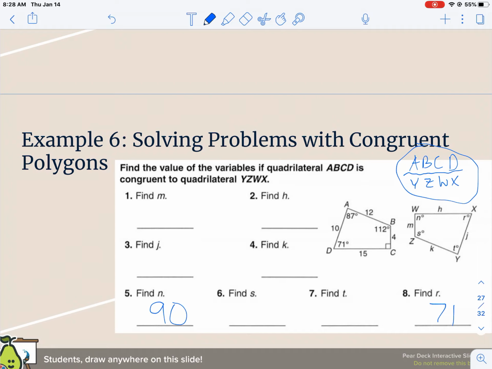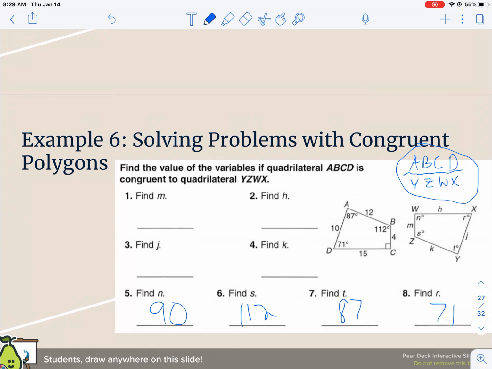So again, S is at angle Z. Angle Z is congruent to angle B. So since B is 112, Z is 112. And S is also 112, since that is the measure of angle Z. And then lastly, find T. T is at angle Y. Angle Y matches up with angle A. Angle A is 87, so T is 87. Okay, so notice I'm just matching up the angles and then figuring out what numbers are what.